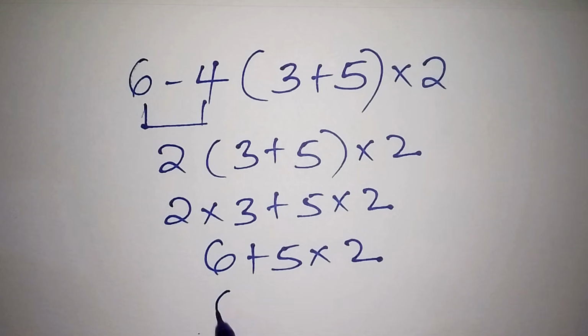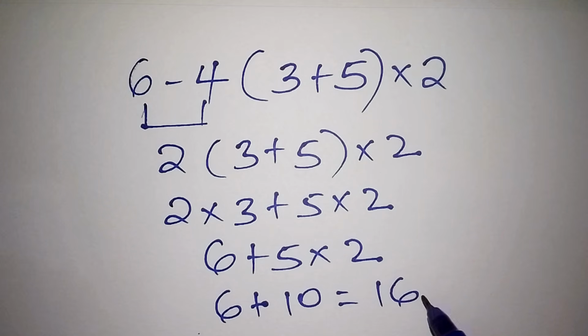So here, we shall have 6 plus 5 multiplied by 2 is 10, and the result is 16. So when you follow this path, we shall get the wrong answer.